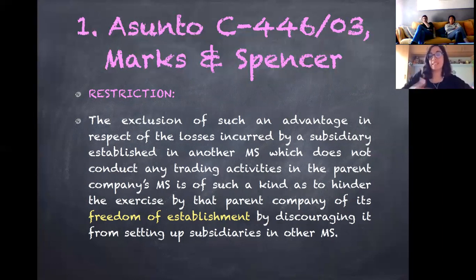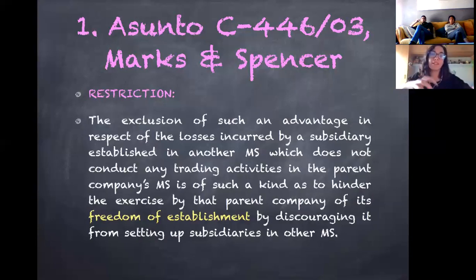in another member state, for example, Belgium, which does not conduct any activity in the parent company's member state, in this case, United Kingdom, is of such a kind as to hinder or prohibit the exercise by that parent company of its freedom of establishment by discouraging it from setting up or from creating subsidiaries in other member states.